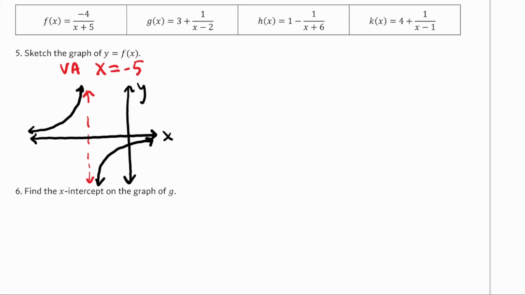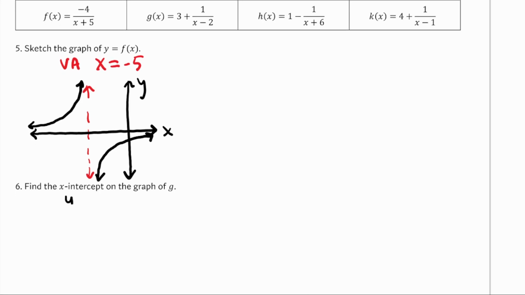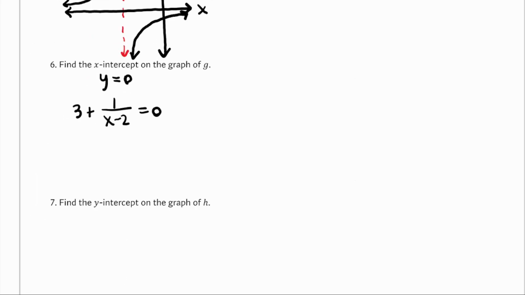Okay. X-intercept on the graph of g. Okay, and x-intercept is where y is equal to 0. And for g of x, y equals 3 plus 1 over x minus 2. So I'm going to solve this.